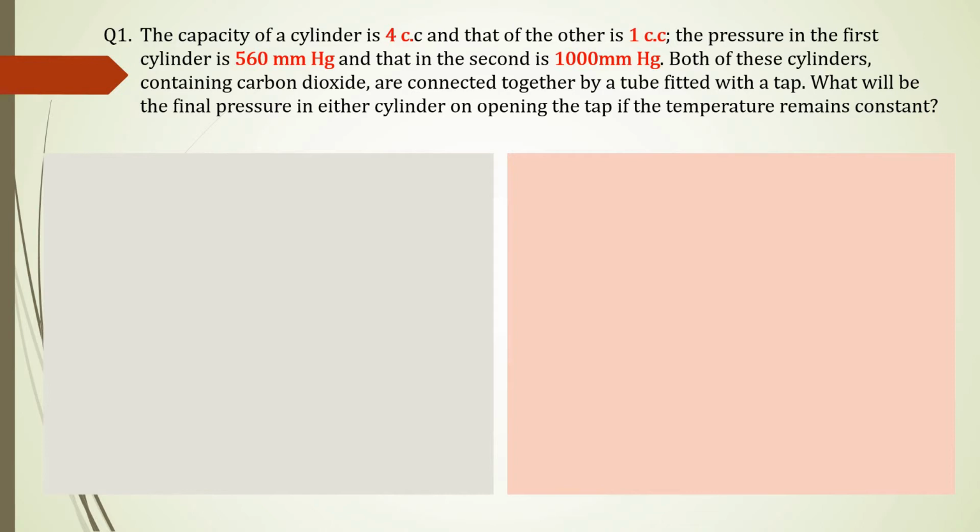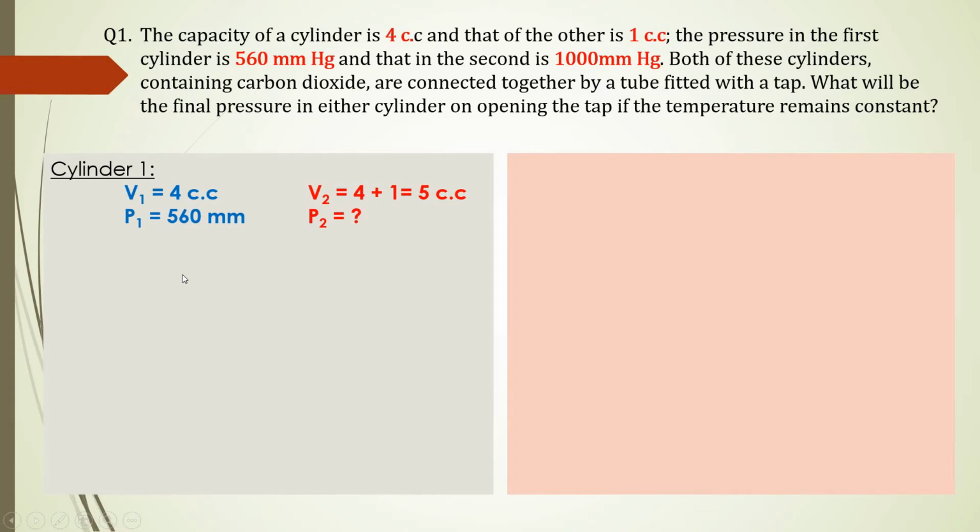So let us start solving this numerical one by one, because we have to solve for cylinder 1 and cylinder 2. Now let us start with cylinder 1. Let's see the conditions in cylinder 1. The initial volume of cylinder 1 is 4 cc, whereas the final volume, after the two cylinders are connected together, becomes 4 plus 1 equals 5 cc. The initial pressure in cylinder 1 is 560 mm, whereas now we have to find the final pressure in cylinder 1.